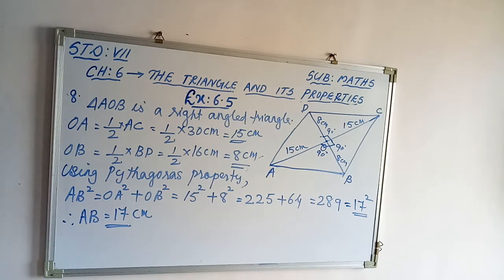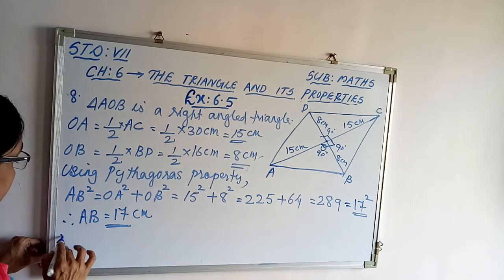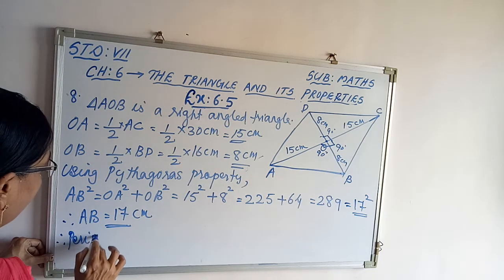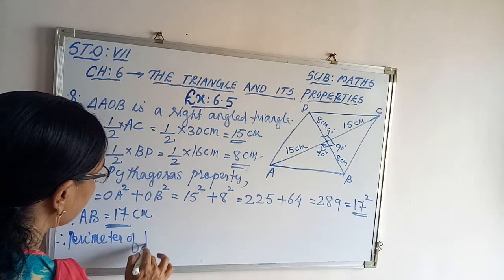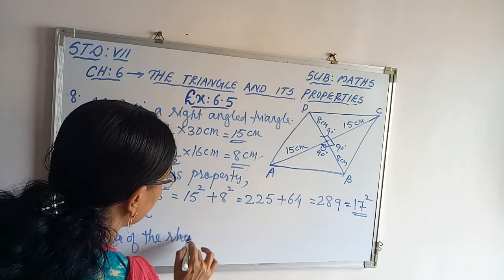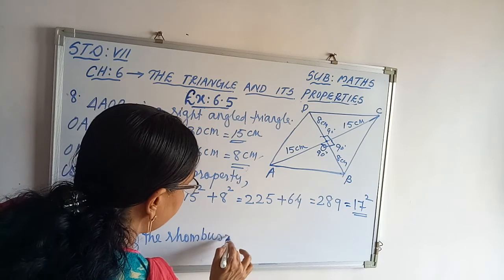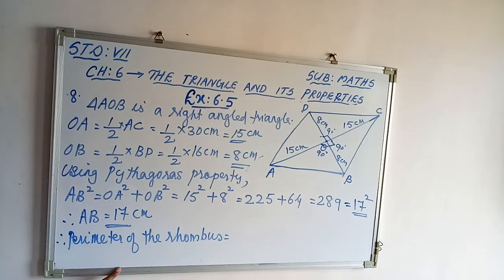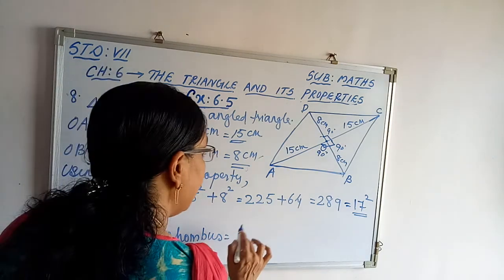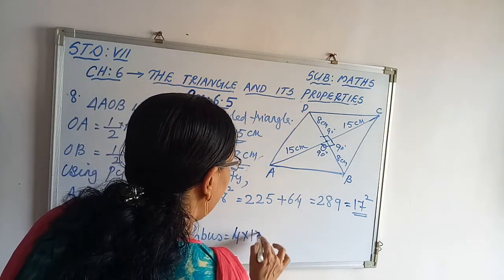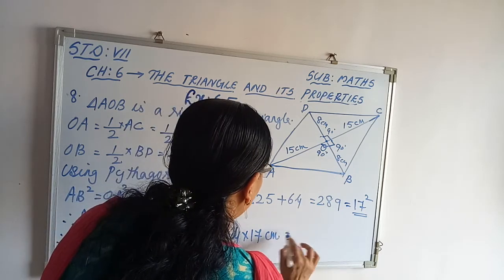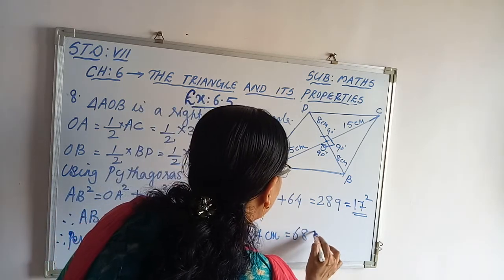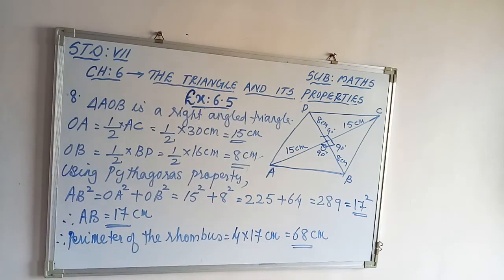What are you asked to find out? Perimeter of the rhombus. Therefore, perimeter of the rhombus is equal to, I told you in a rhombus, all the sides are of equal length. So one side is 17 centimeter. There are 4 sides, multiplied by 4. That's equal to 68 centimeter. This is the perimeter of the rhombus. I hope it's clear to you.